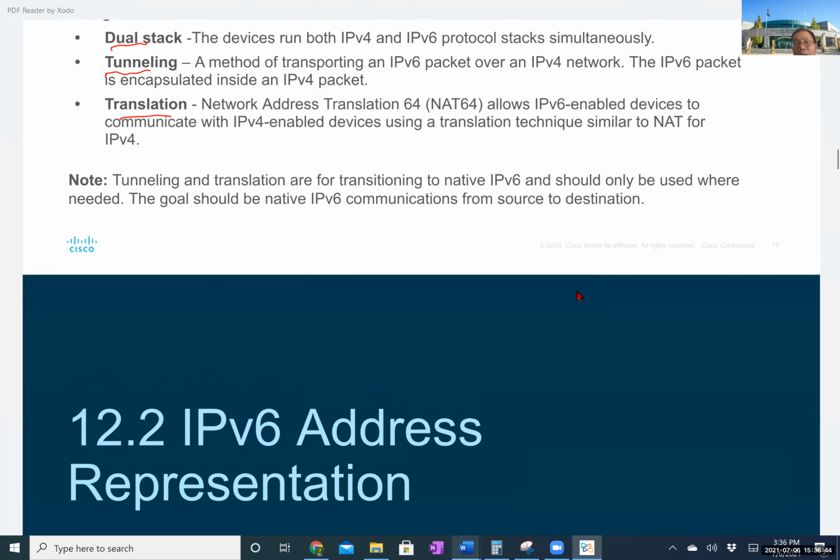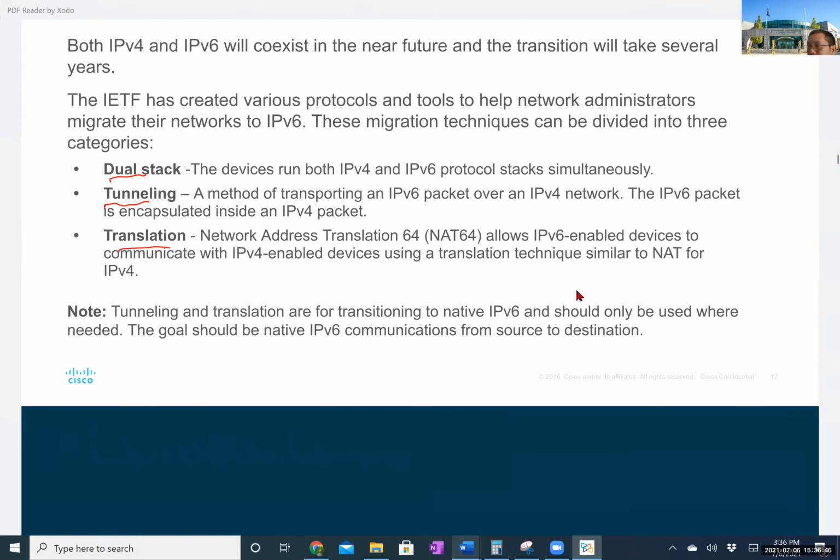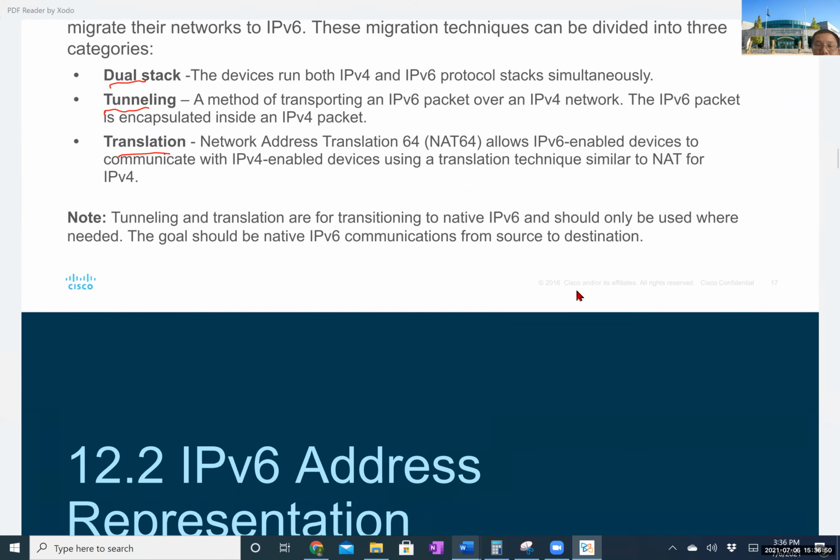So you can think about tunneling. You can think about if you're working on a network, right? Suppose in this part everything is IPv4. Then in this part you have IPv6 here, and this one IPv6. Right?